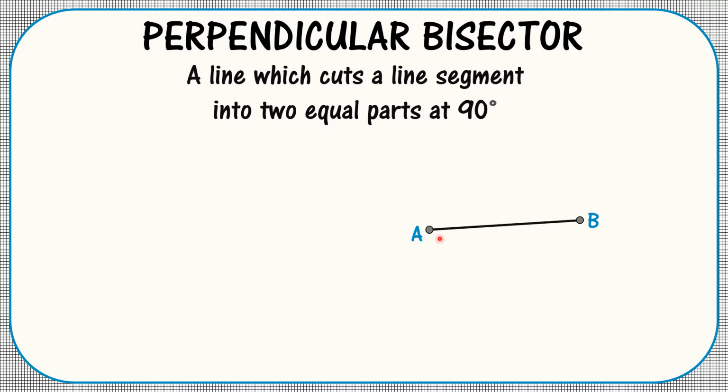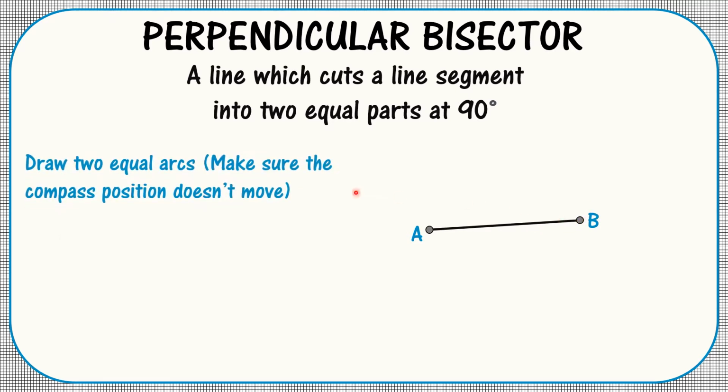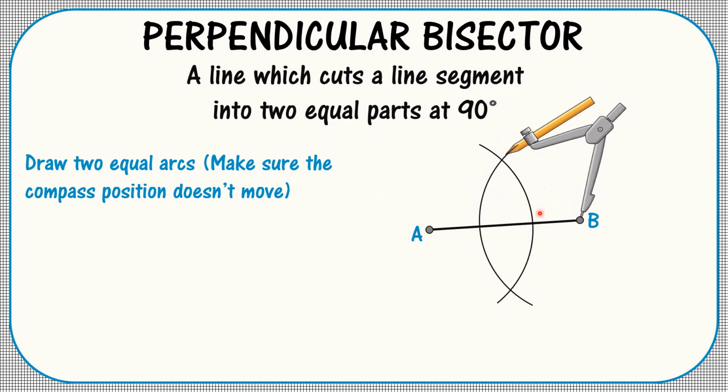What you would do is draw a line from A to B. Then the next step is to make 2 equal arcs. Make sure the compass position doesn't move. You will put the point of the compass on A, and you need to make sure that the pencil is further than halfway through the line. You will draw 1 arc like this. And then, making sure the compass position doesn't move, you'll put the point at B and draw your second arc.